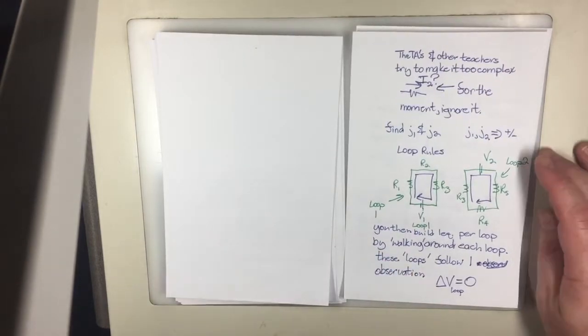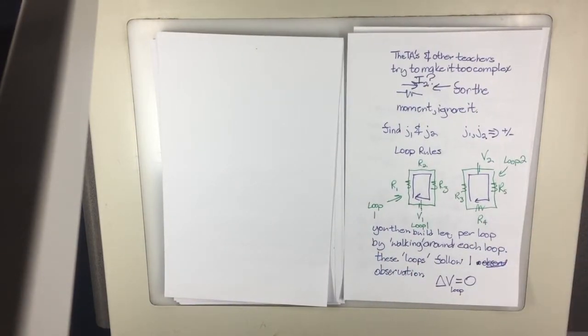So each of these loops, if you walk the loop, the change in potential is 0. And so what I'm going to briefly do is walk around the room, and we're going to go, well, obviously.